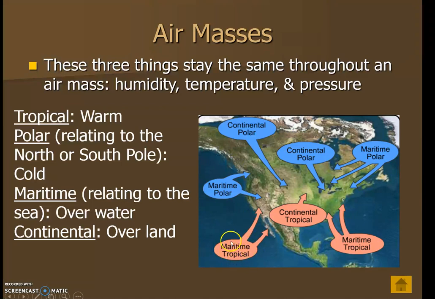For example, a maritime tropical, maritime, as you can see over here, means relating to the sea, so it is wet from being over the water, so it's humid. It is tropical, which means it's warm. So we have a warm, humid air mass here.